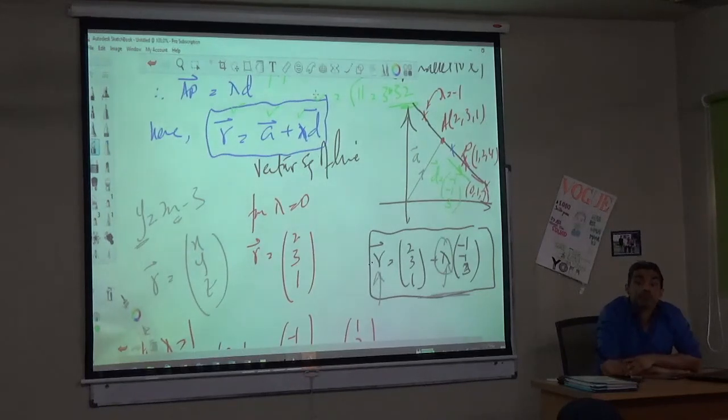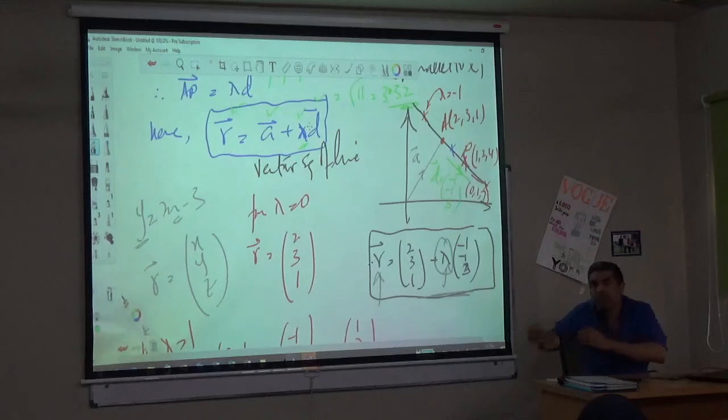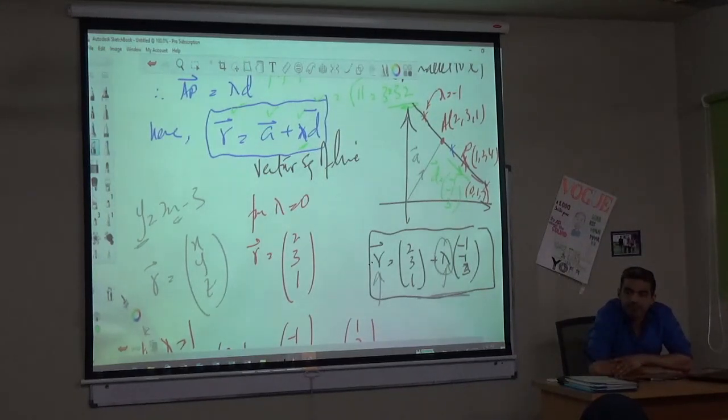Can you say that again? Lambda is not a direction, lambda does not have a direction. Lambda is the number of direction vector lengths that your point P is away from it. How do I know whether it will be behind or ahead? It depends on where my D is directed. The D that I took as an example is directed downwards. So all positive values of lambda are giving me points on this side, and negative values of lambda are going to give me points on the other end. Are we good?